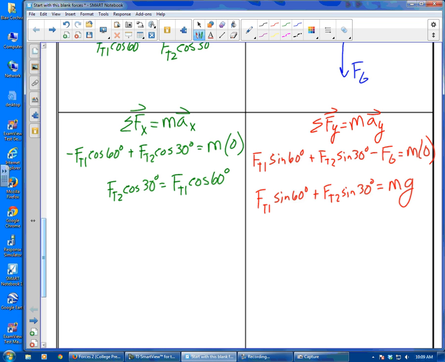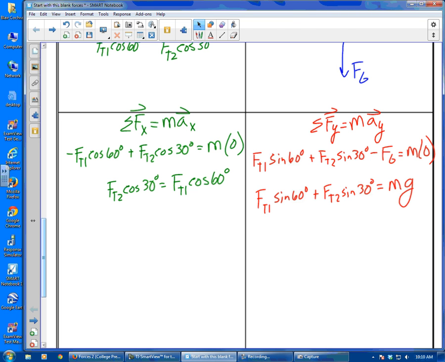Algebraically, the way you would do it is, since we have two equations with two unknowns, what I need to do is solve one of those equations for one of the variables, and then plug it into the other one. All right? So it looks to me like the easier one to solve for one of the variables is the green, the x side. And we could solve it for ft2 or ft1. Which one do you want to solve? ft2? All right, so let's solve it for ft2.